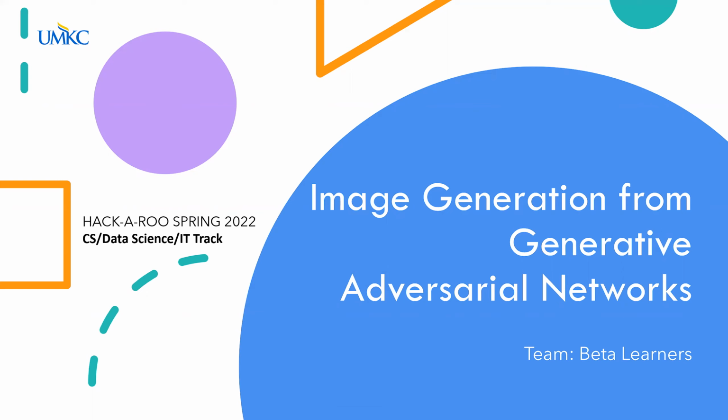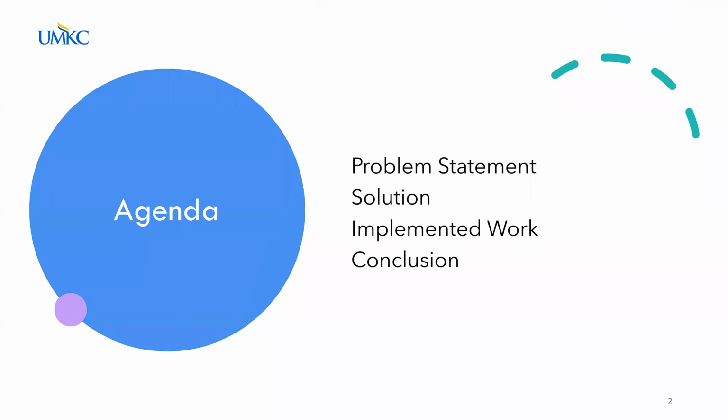As part of Hack-A-Roo Spring 2022 for the CS Data Science IT track, we took a project mainly related to image generation from generative adversarial networks, in short GANs. So let me deep dive into the presentation. Basically, we will be discussing the problem statement, solution, implemented work, and a conclusion with respect to the solution that we have done.